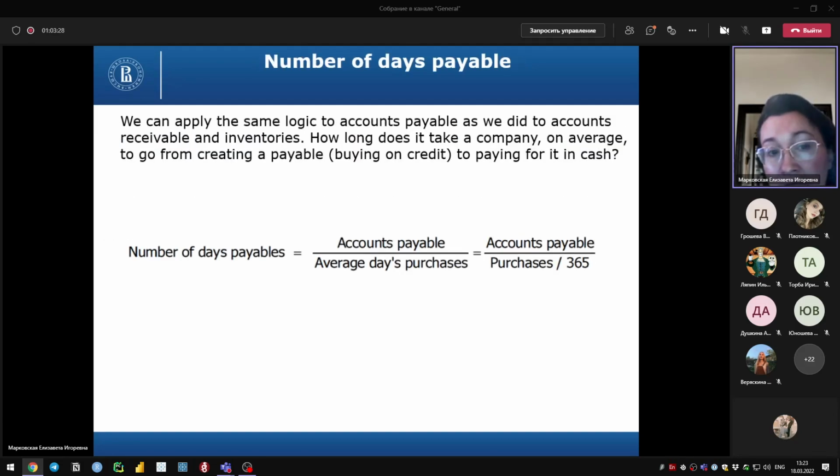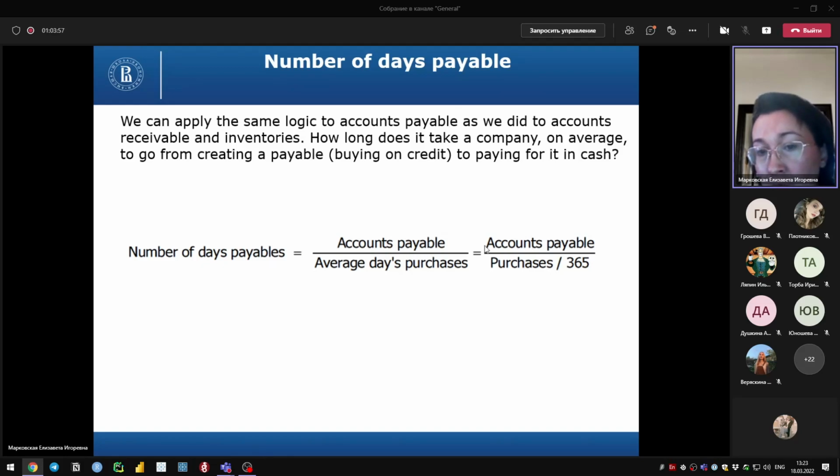Then we can find the number of days payables. So the logic is the same. Accounts payable to average days purchases, and the average days purchases can be calculated as the purchases divided by 365 or 360. Sometimes it's appropriate.